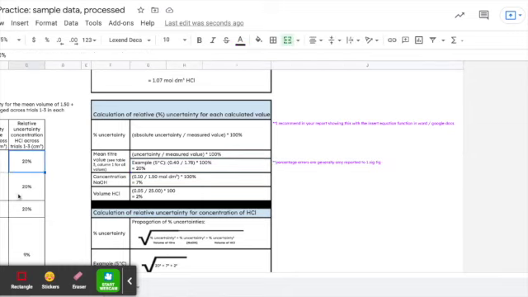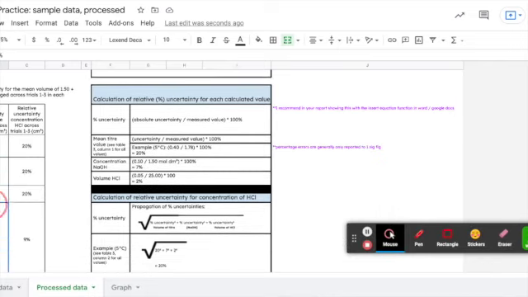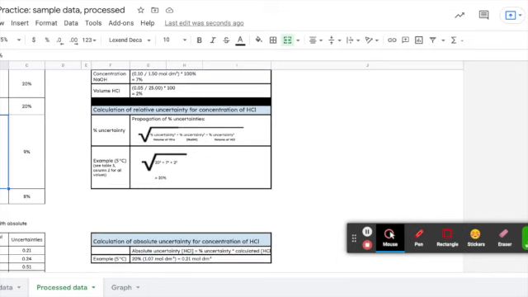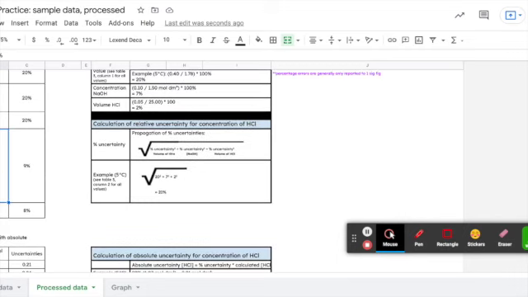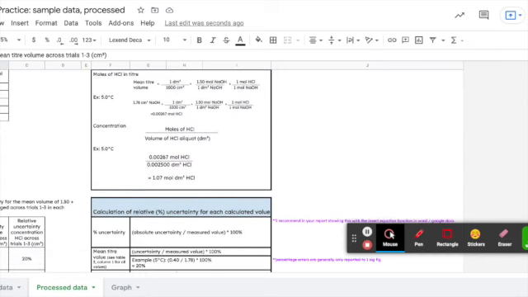So I did that for each of the mean volumes of NaOH. They got pretty small down here, 5% and 2%. That was from the 0.15 divided by 2.86 and 0.1 divided by 4.26, just taking the absolute uncertainties of the volumes and dividing them by the measurements.